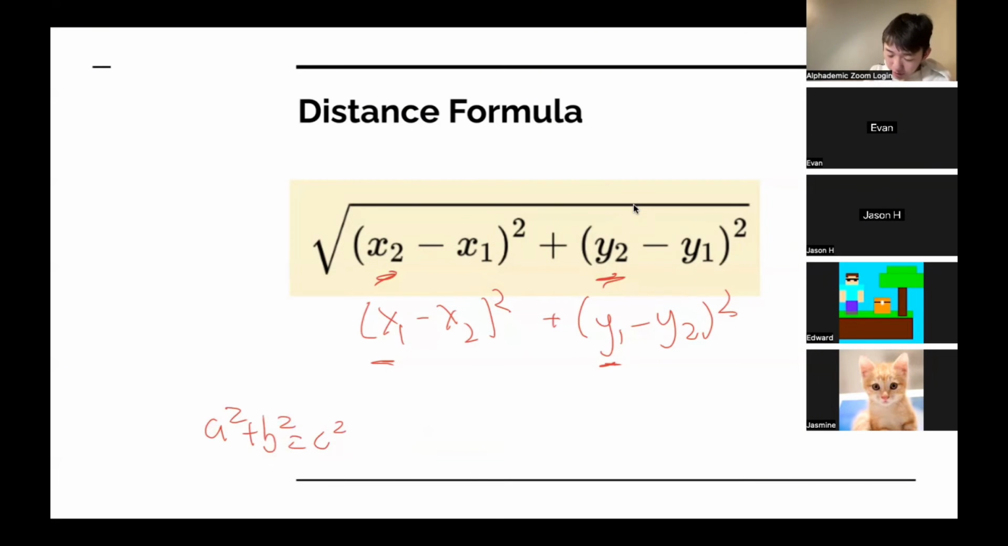Okay, let me give you guys a quick problem. Let's say we have 4, comma 5, and then we have 16. Actually, let me erase that. Let's do 10, comma 10. Can you guys find the distance between these 2 points using the distance formula?